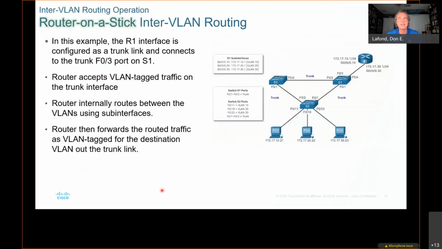Router on a stick inter-VLAN routing. In this example, the R1 interface is configured as a trunk link and connects to the trunk Fa0/3 port on S1. The router accepts the VLAN tagged traffic on the trunk interface. The router internally routes between the VLANs using the sub-interfaces, and then the router forwards the routed traffic as VLAN tagged traffic for the destination VLAN out the trunk link. Okay, hopefully that helps you to understand with a little graphic.